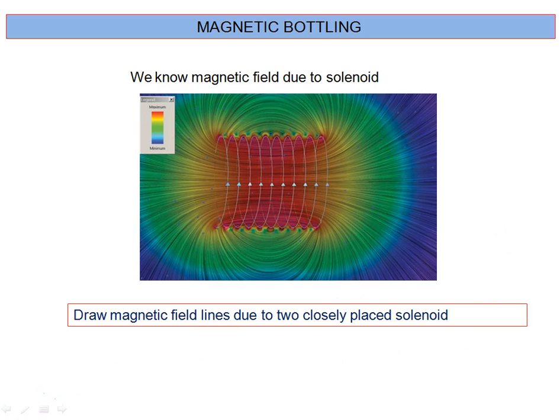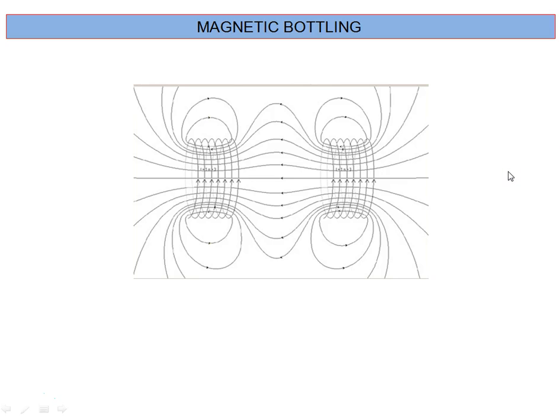Okay, so first of all you know the magnetic field line due to a solenoid is like this, which I have drawn here. Now I want you to draw the magnetic field line pattern due to two closely placed solenoids, meaning one more solenoid if I put near this coil like this, and current is flowing in the same direction. You have to plot the magnetic field pattern. So what type of pattern will you get? Let me show you on the next slide, like this.